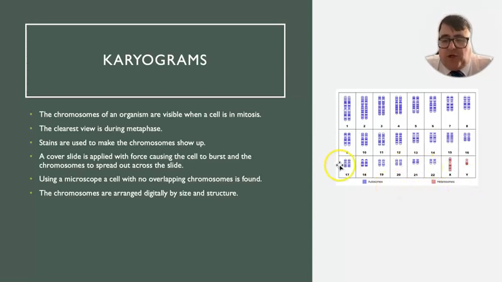All up, we have 22 pairs of chromosomes plus our sex chromosomes. So 22 autosomes, 2 sex chromosomes. You can see all of these are homologous chromosomes, except for these ones down here, the sex chromosomes. We've got the X and the Y. If it was 2 X's, they technically would be homologous chromosomes as well.